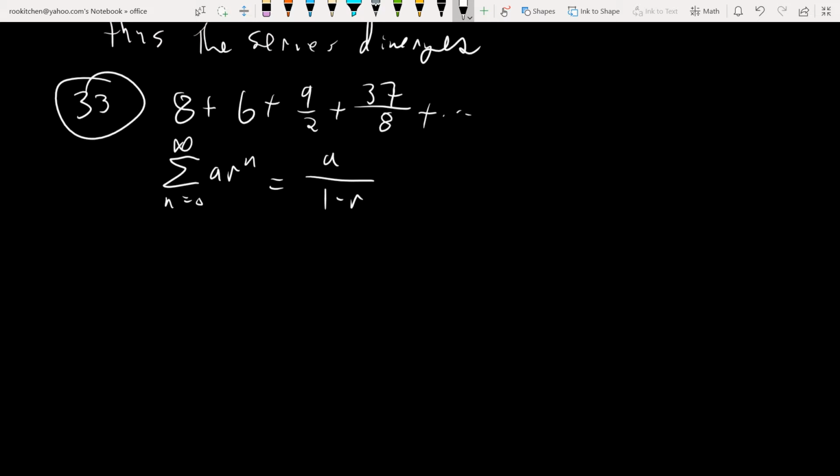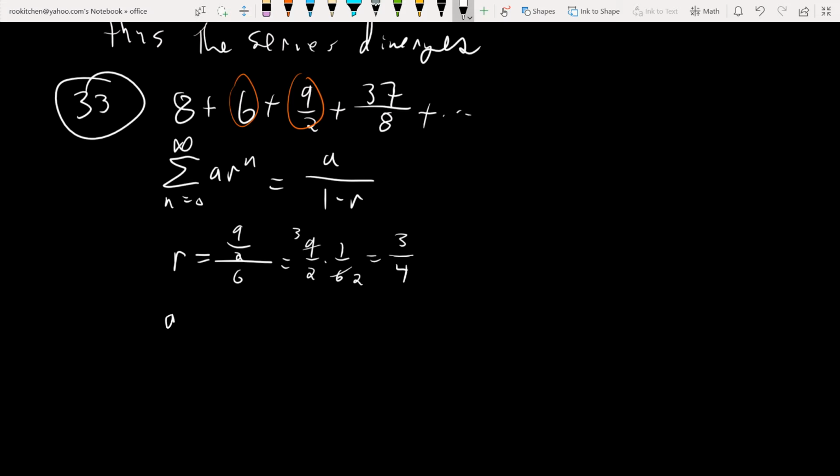Okay, so here we need to figure out the r value. And to get the r value, you just take the ratio of two consecutive terms. So from above, you could consider 9 halves and 6. So 9 halves divided by 6 is the same as 9 halves times 1 over 6. So we can remove 3's there, and we end up with r equaling 3/4.